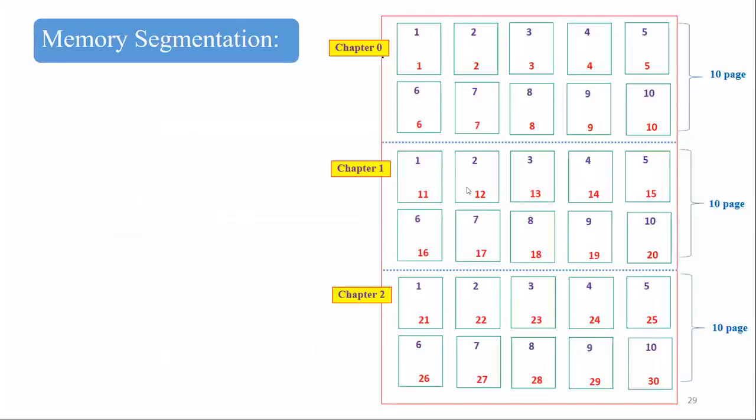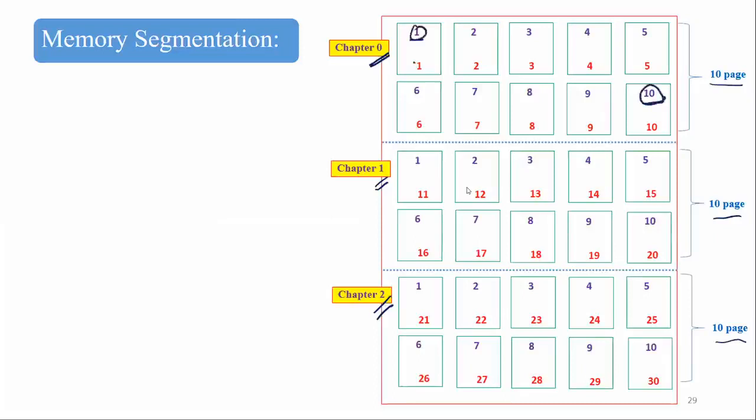So you can see, let us assume that you have written a book that starts with chapter number 0, then chapter number 1, chapter number 2. Each chapter has 10 pages. Is it okay? So you have two page numbering systems. One is the chapter pages, it is 1 to 10.